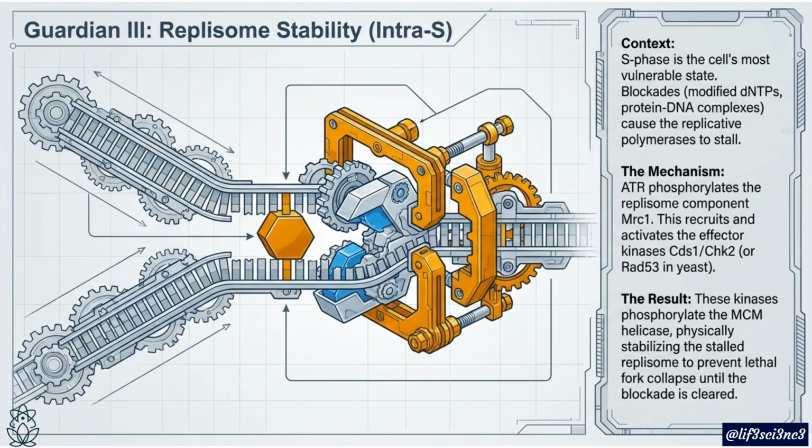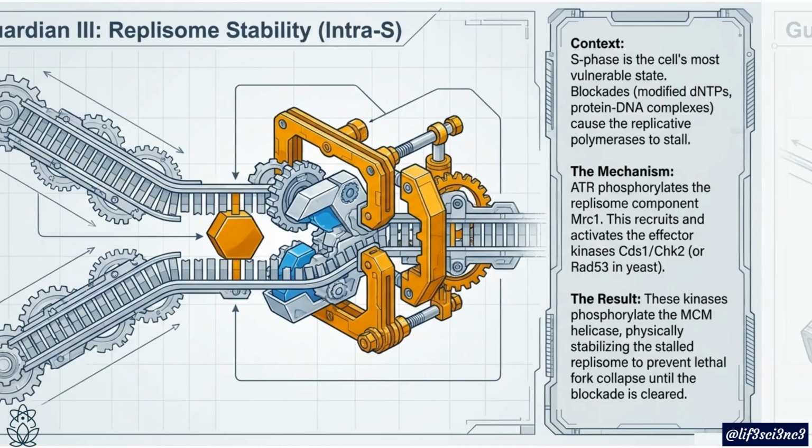Guardian III focuses on replisome stability during the vulnerable S phase. Blockades can cause replication polymerases to stall. The mechanism stabilizes the stalled replisome to prevent lethal fork collapse until the blockade is cleared.